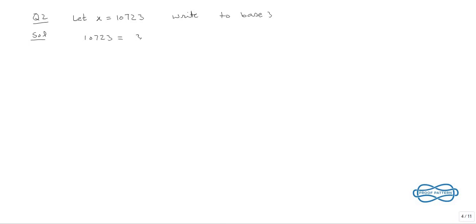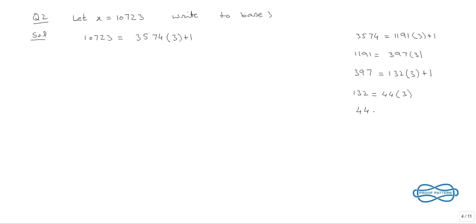10723 can be written as 3574 into 3 plus 1 using the division algorithm, and then 3574 can be written as 1191 into 3 plus 1, and 1191 is equal to 397 times 3, and 397 is 132 times 3 plus 1, and 132 is equal to 44 times 3, then 44 can be written as 14 into 3 plus 2, and then 14 can be written as 4 into 3 plus 2, and this 4 can be written as 1 into 3 plus 1.